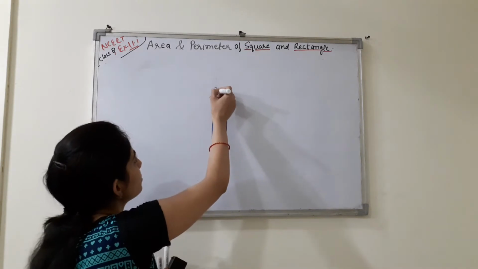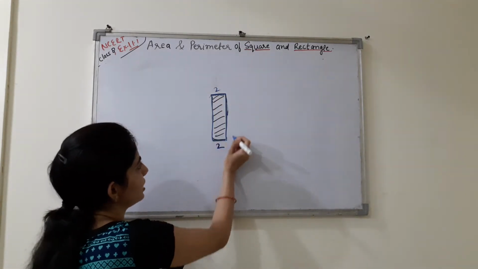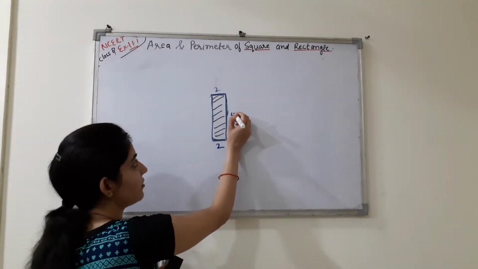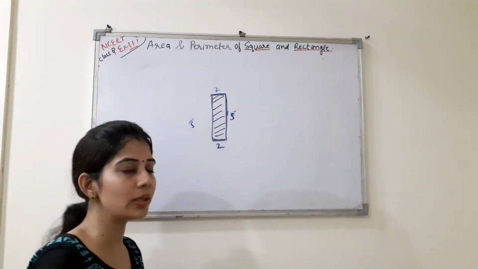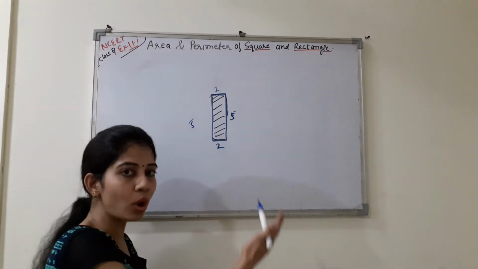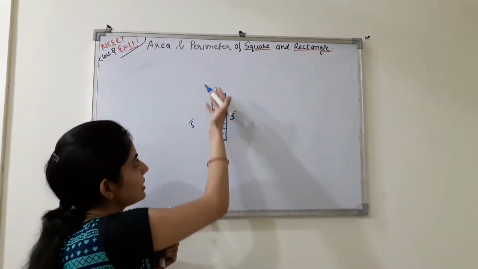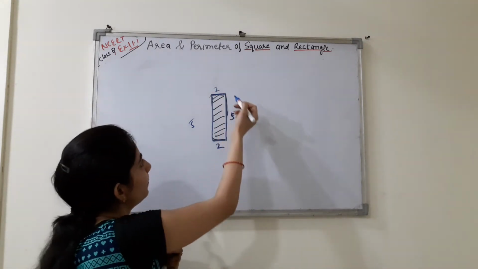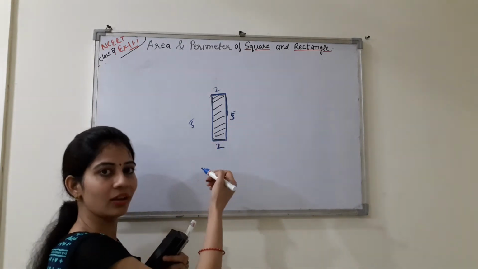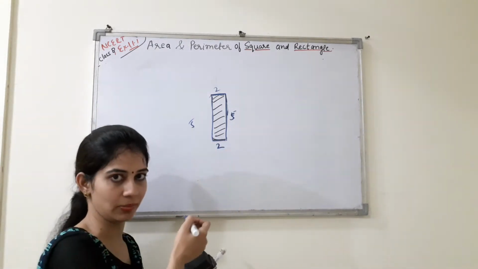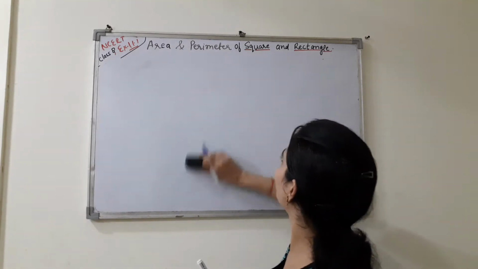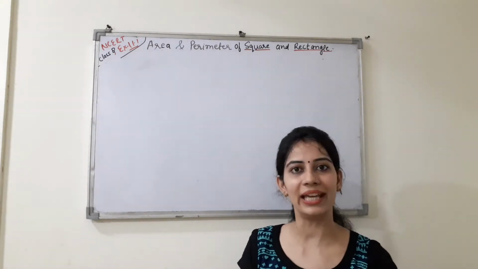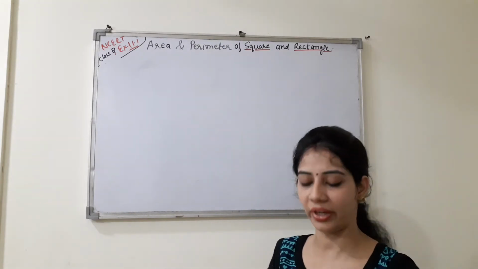Suppose this is 2 centimeter, this is 5 centimeter, this is also 5 centimeter. So what is the perimeter? The sum total of all the sides of this object, right? So 2 plus 5 plus 2 plus 5, right? So it will be 14 centimeter. Okay, so now we will learn about the area and perimeter of a square and a rectangle.